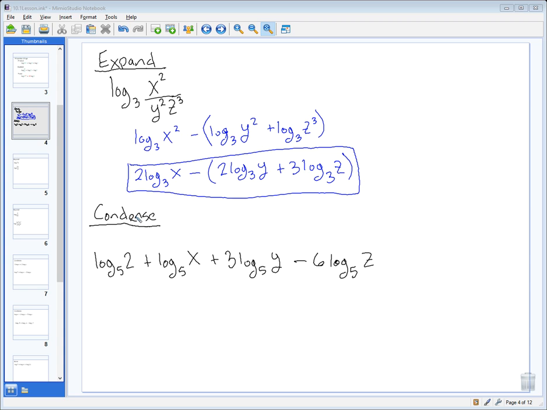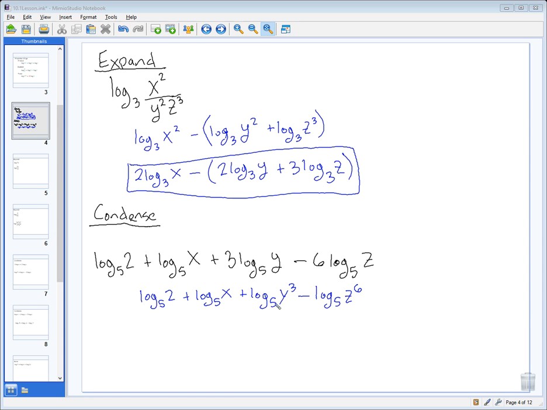For condensing, I want to go the other way. I want to change everything back into one single log. So the first thing I would want to do is move powers up. So I'd have log base 5 of 2, log base 5 of x, log base 5 of y cubed, and minus log base 5 of z to the 6th power.